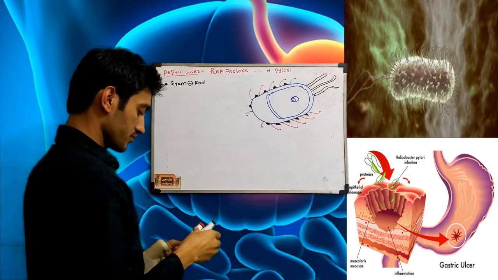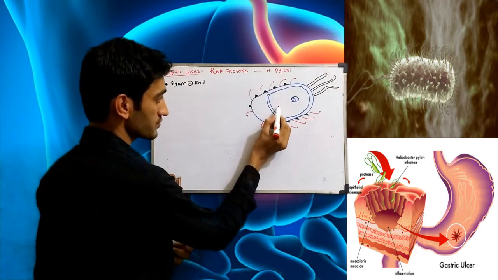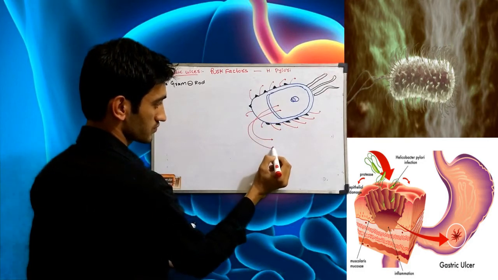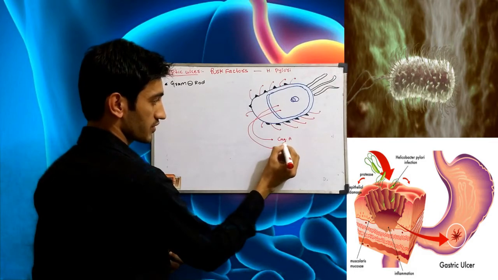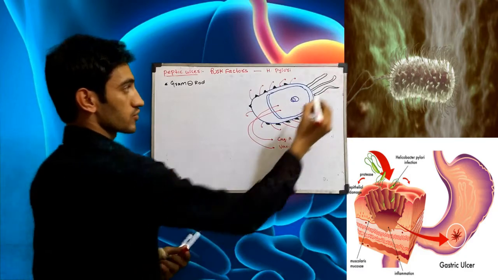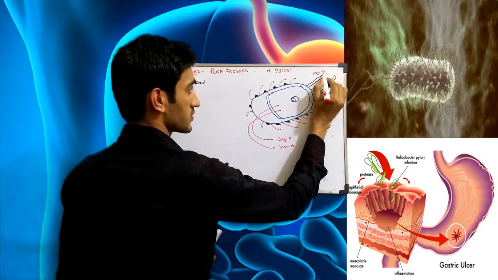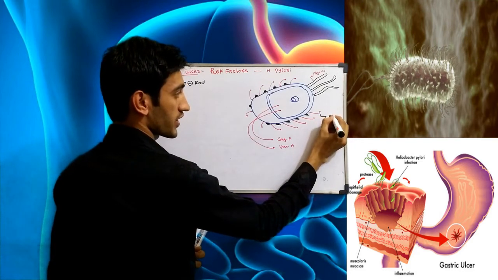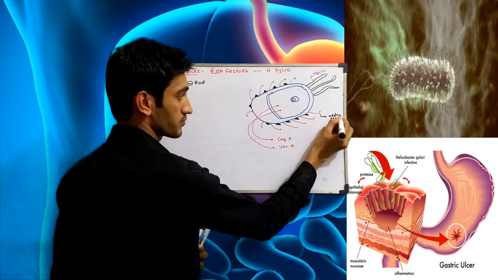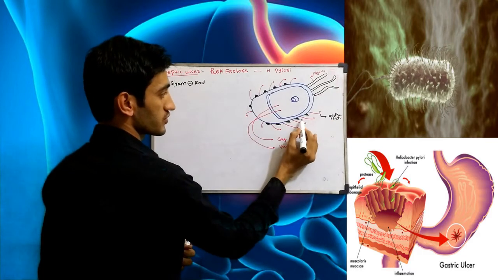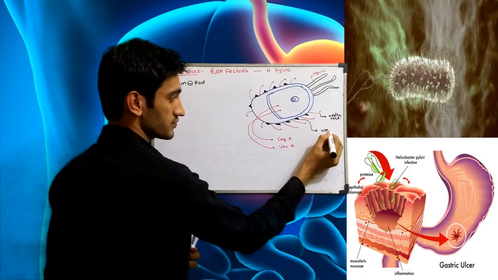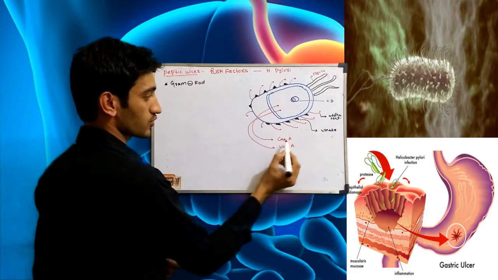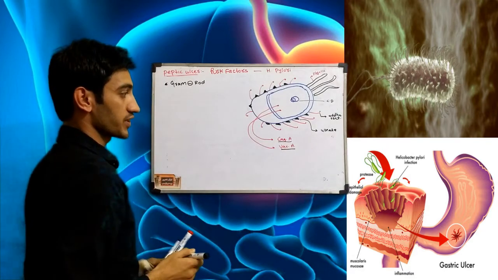And H. pylori produces two types of exotoxin. One is called CagA, one is called VacA. So these are the flagella. These lipopolysaccharide molecules are called adherent molecules because they help in the adherence. This is the urease enzyme on the surface, the circular DNA, and it releases two types of exotoxin, CagA and VacA.